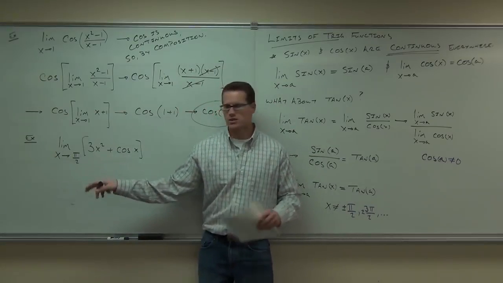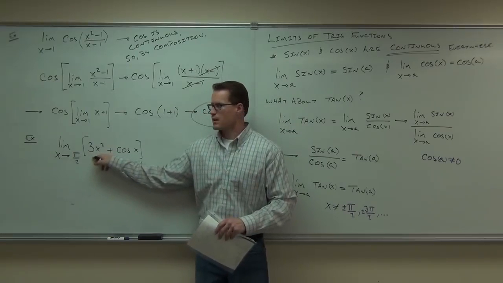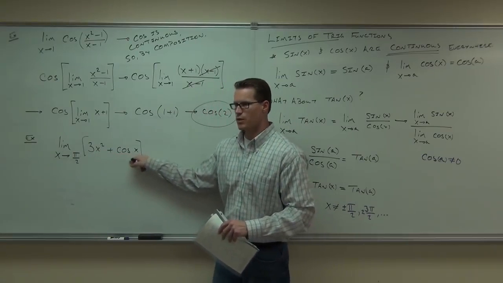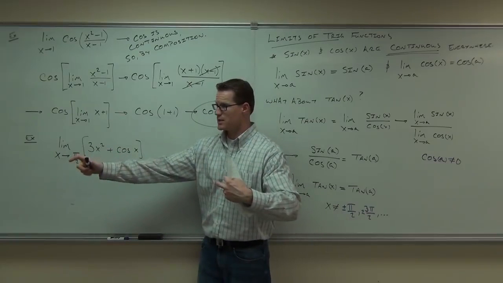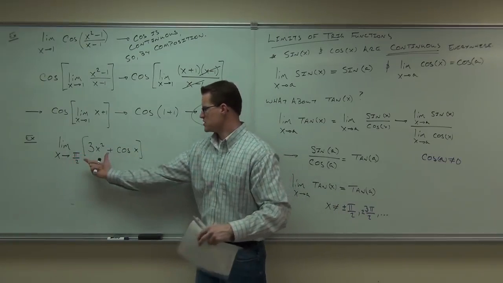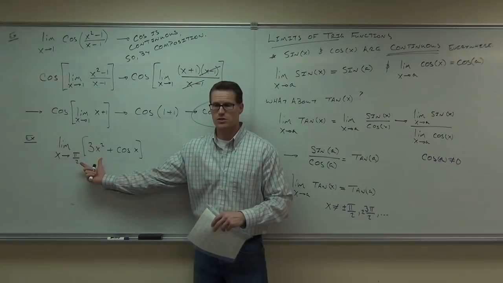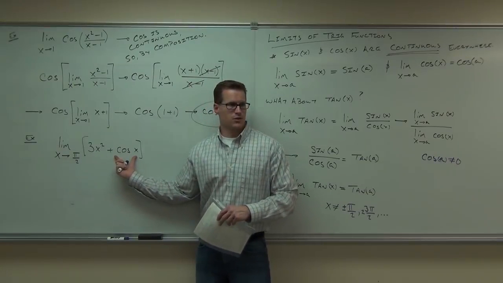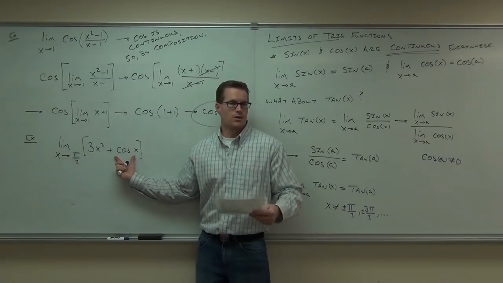No, actually, if you look at this, that's a polynomial, right? Plus a function that's continuous everywhere. That means you could split that up by addition. We knew limit rules for that. You could do this one by itself, just plug in pi over 2. You can plug in pi over 2 to cosine because it's continuous everywhere, not a problem.